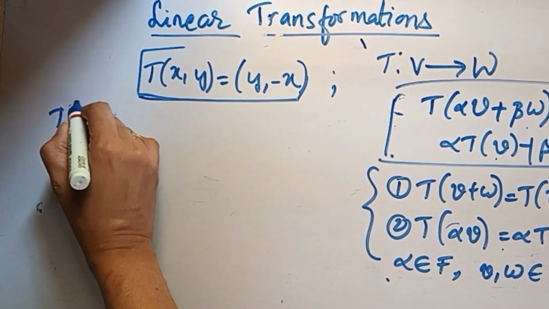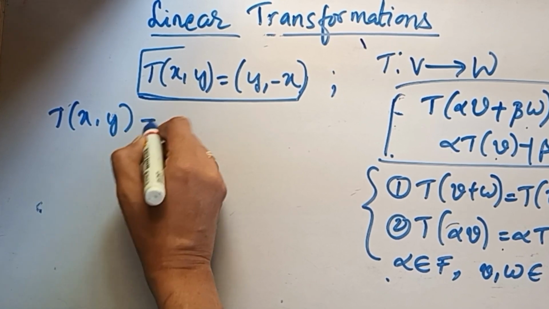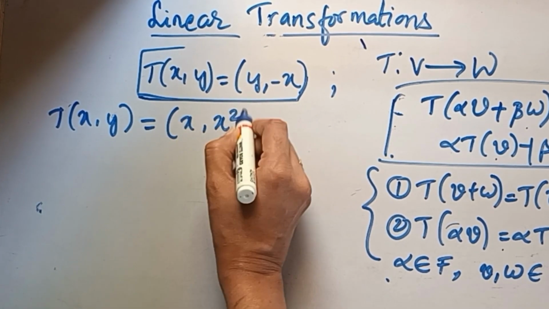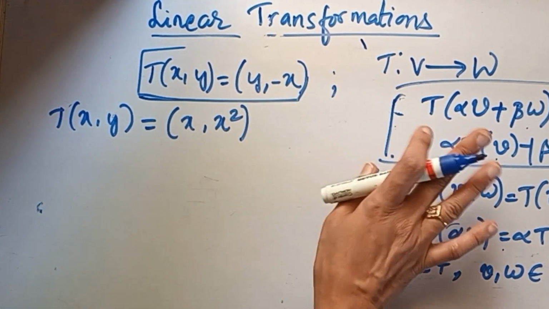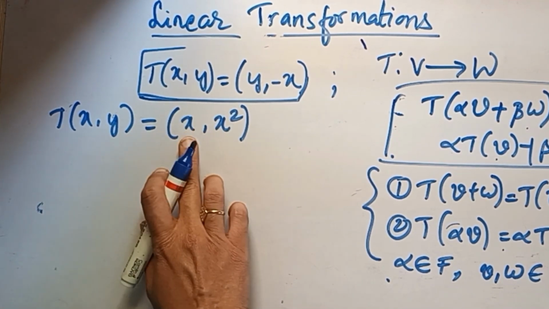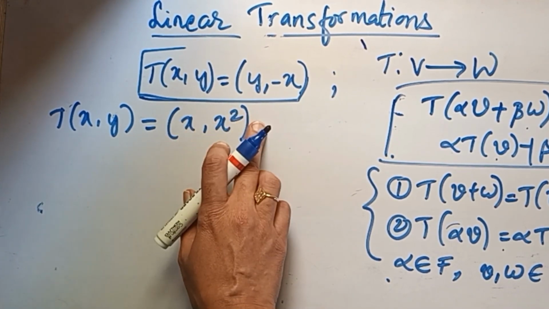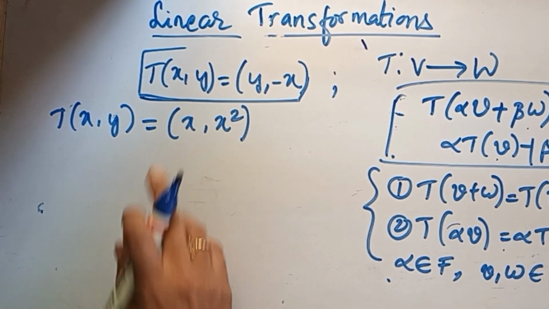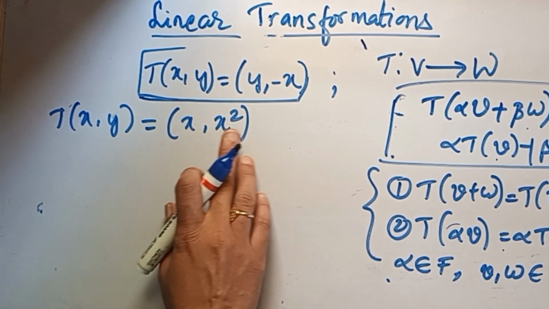Now let us consider one more transformation. T(x, y) goes to (x, x²). T is a transformation from R² to R². Here it is represented as (x, x²), which means y goes to x². So is this transformation a linear transformation?